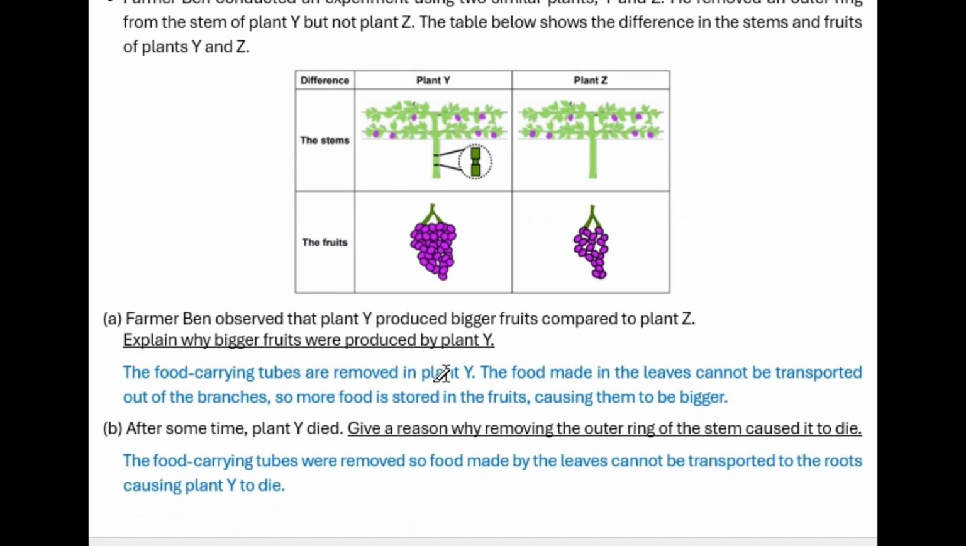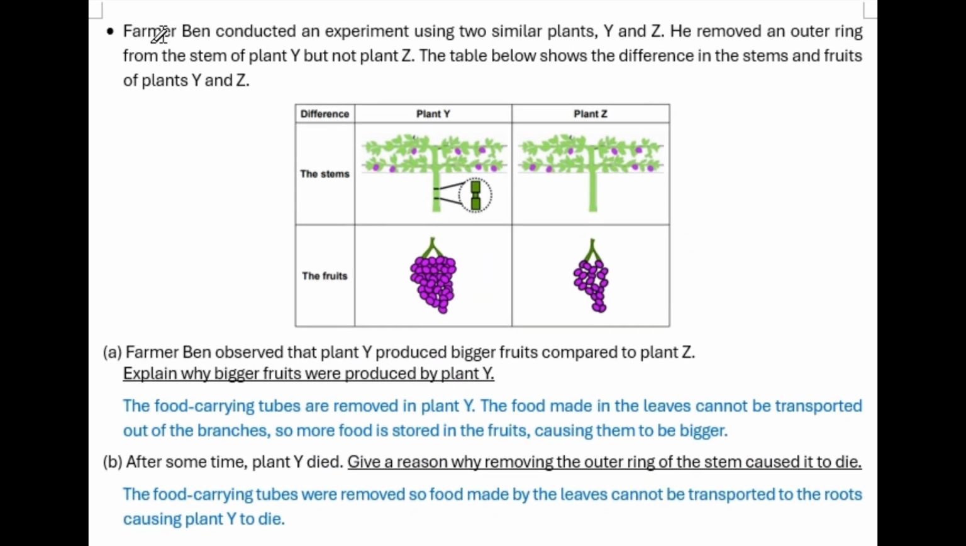Farmer Ben conducted an experiment using two similar plants, Y and Z. He removed an outer ring from the stem of plant Y, but not plant Z. The table below shows the difference in the stems and fruits of plants Y and Z. Farmer Ben observed that plant Y produced bigger fruits compared to plant Z.